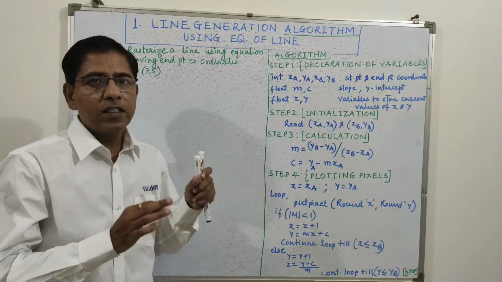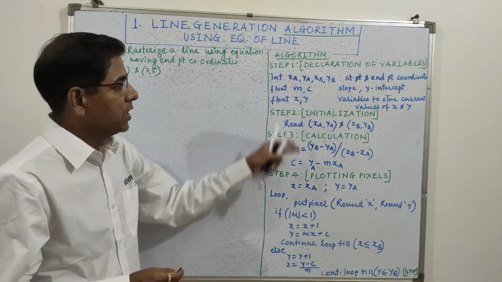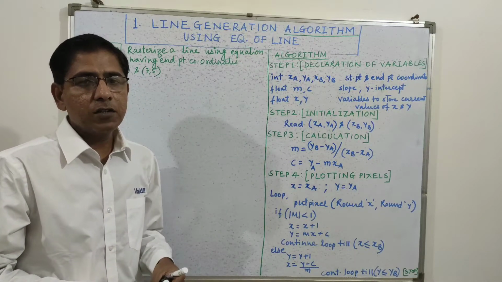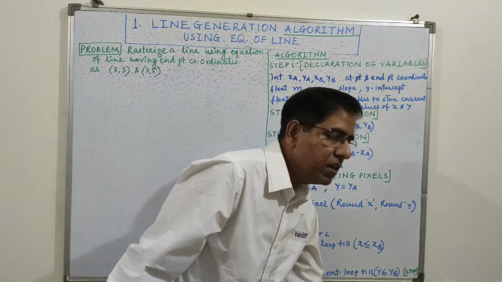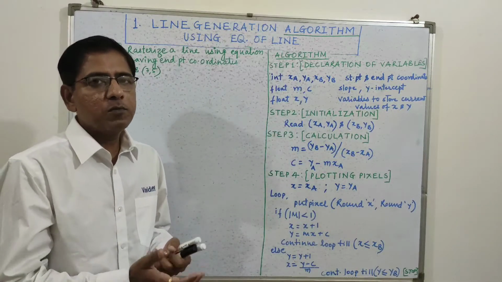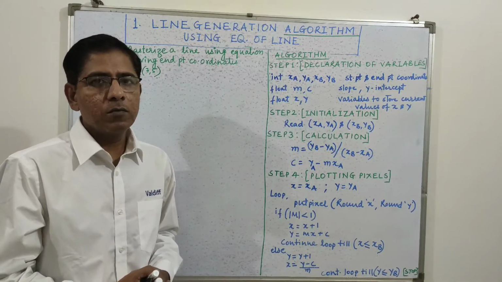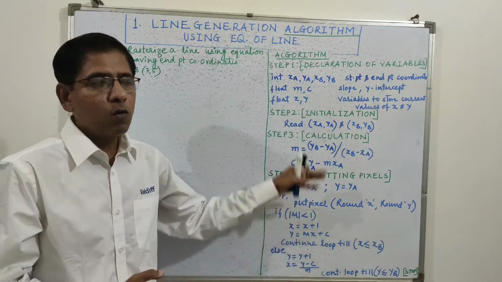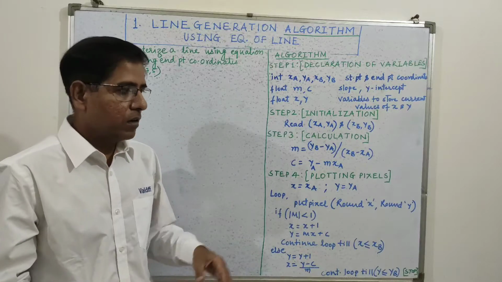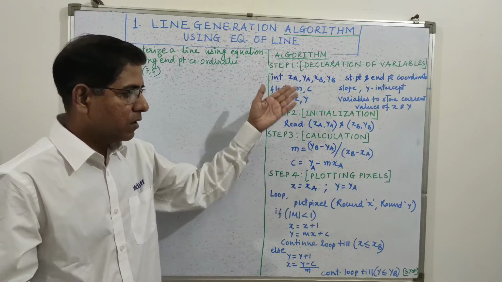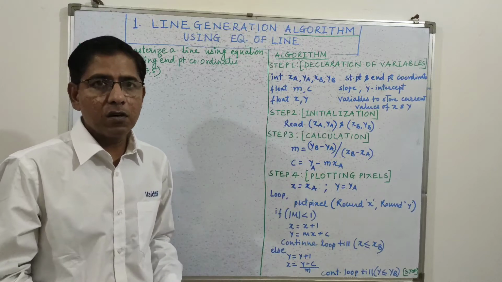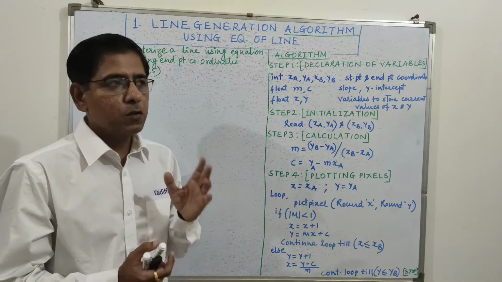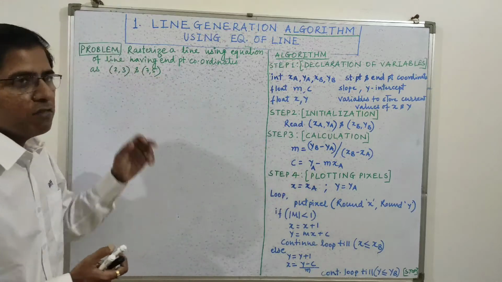Hello students. In the previous lecture we have seen the algorithm for line generation using equation of line. So today we try to solve the problems based on the line generation algorithm of equation of line, so that you will be thorough with the algorithm. After solving a problem you will come to know how this algorithm works and how the pixels are actually being plotted. Okay, so for this I will take one problem.